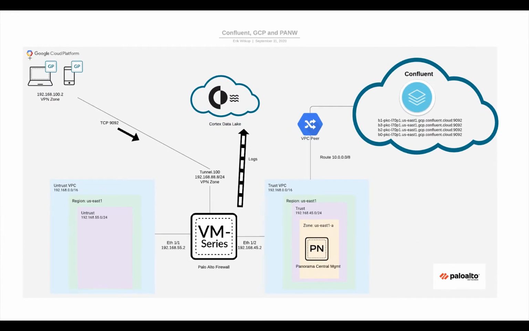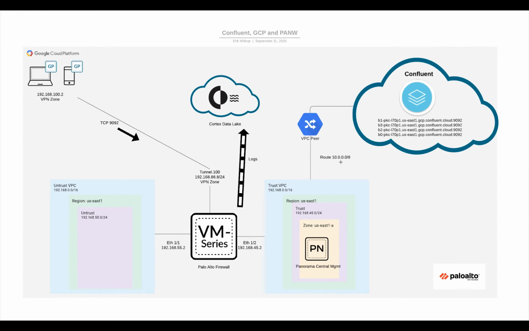Here's the topology that we're going to be demoing today. So in GCP, we've ordered the Confluent service, which is hosted elsewhere outside of GCP, and they will make a VPC peer for you automatically. Once you've purchased, they'll provision it for you. And in this case, all my brokers are back here. These are the broker names, and I just have to route the entire 10 block.